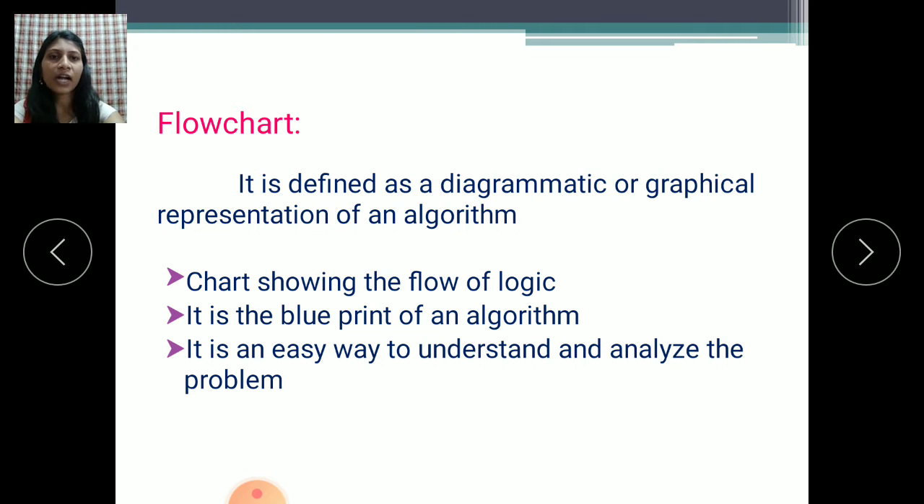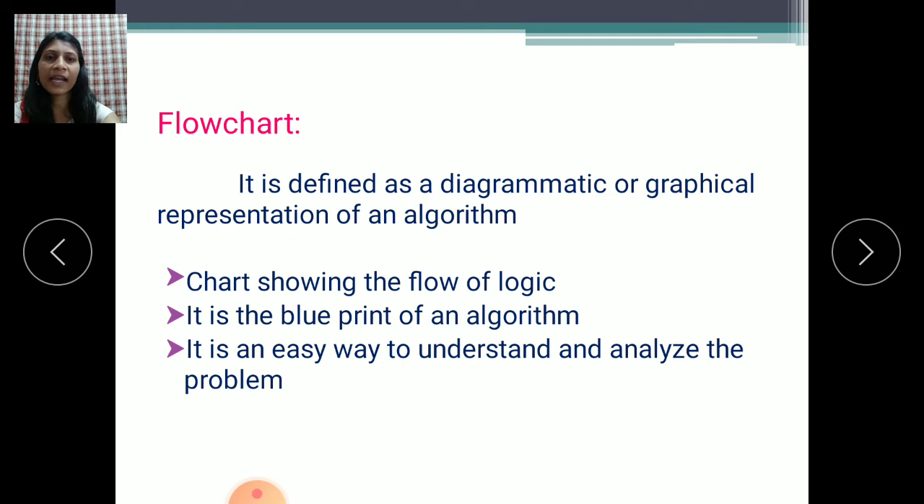See here, chart showing the flow of logic. Means whatever diagram, whatever chart you will draw here, it shows the flow of logic. Means how your logic will flow step by step. It shows the diagrammatical form. It is the blueprint of an algorithm. Means whatever steps you have written in the algorithm, we will draw in diagrammatic format. So this is called a blueprint of an algorithm.